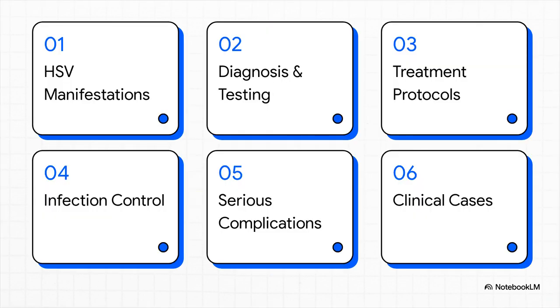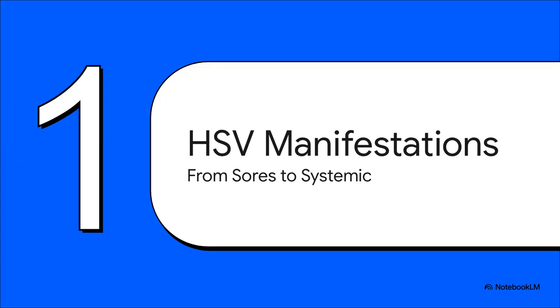We're going to break it down into 6 key parts. We'll start with all the different ways it can show up clinically, then get into diagnosis, treatment, and how to control and prevent infections. After that, we'll look at the really serious complications, and then wrap it all up by applying what we've learned to a couple of clinical cases. All right, let's jump right in with clinical manifestations.